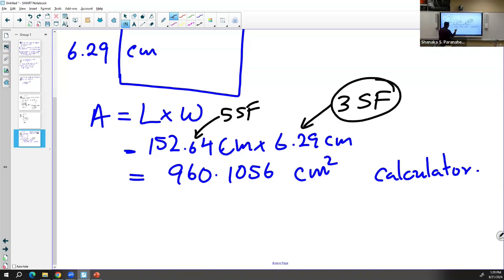Now we are going to round this number to 3 significant digits. What is the answer? 960, yes, with the decimal. Now it has 3 significant digits. If you write 960 without the decimal, it has only 2 significant digits. The other option is to write this in scientific notation.